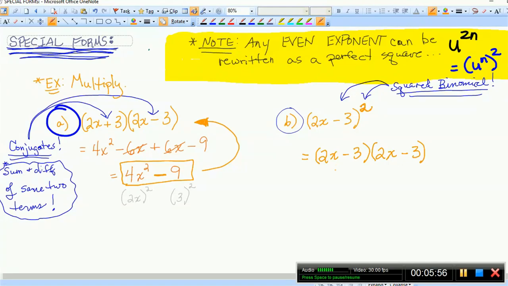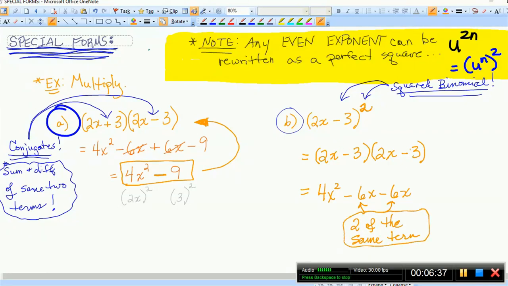This is a little different from the previous problem in that there are two subtractions, right? It's going to be the same operation between the two terms. So let's go ahead and FOIL this one out, and we'll end up with first 4x squared, outer is going to be negative 6x, inner negative 6x. So you get the same two terms. These guys match. We get two of the same term. And then last we get what? Negative 3 times negative 3. I'm multiplying the same sign, so I'll get plus 9.